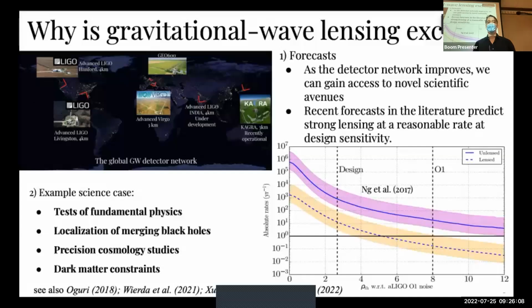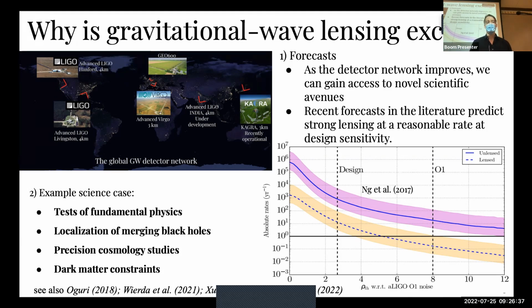The first reason for that is some of the recent forecasts. There are several published works in the literature from the last couple of years indicating that there would be a reasonable possibility of strong lensing detections once the current gravitational wave detectors reach design sensitivity or A+ sensitivity, meaning in the next couple of years.